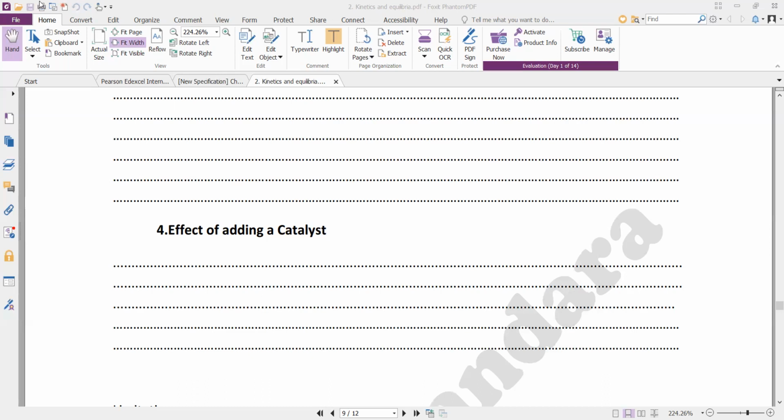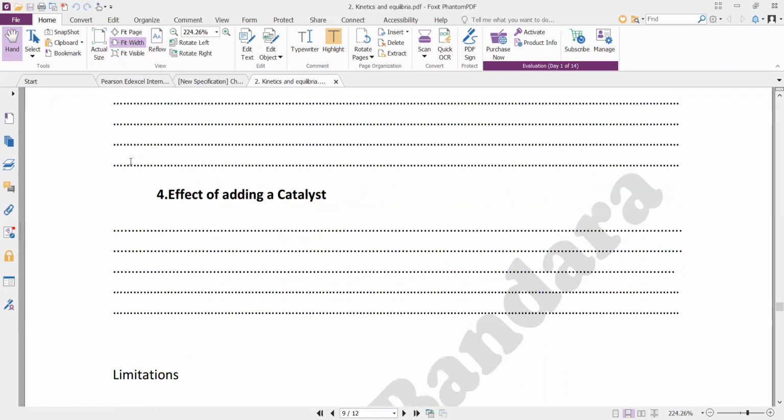We'll reach the equilibrium sooner. Adding a catalyst will cause the equilibrium to be achieved fast. We'll reach the equilibrium sooner.